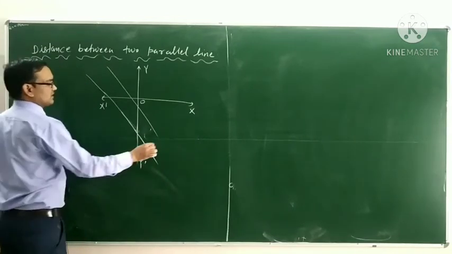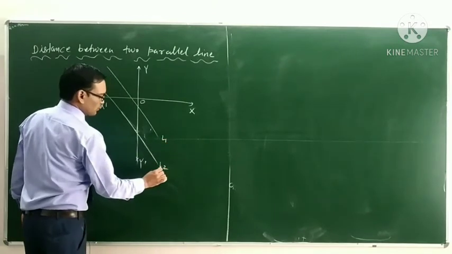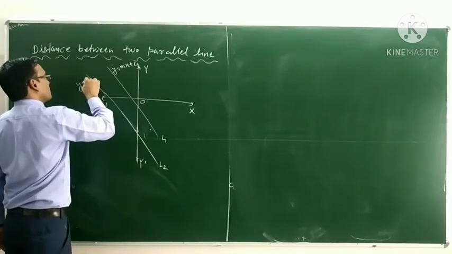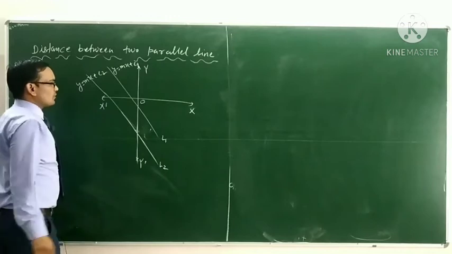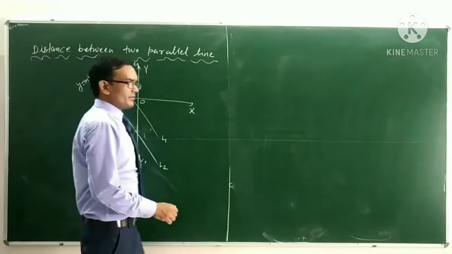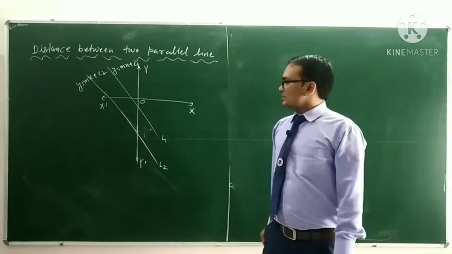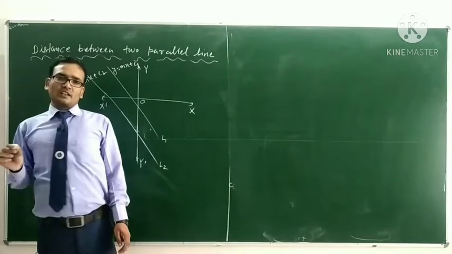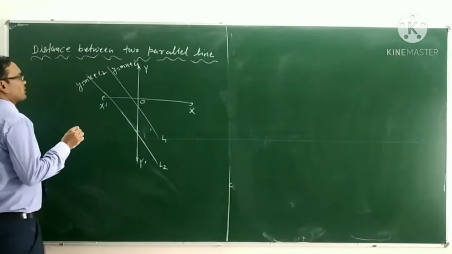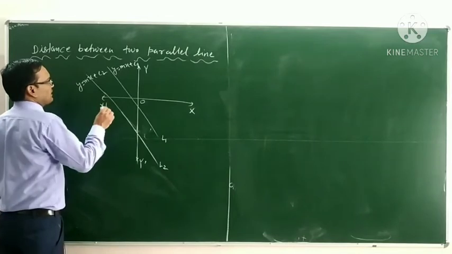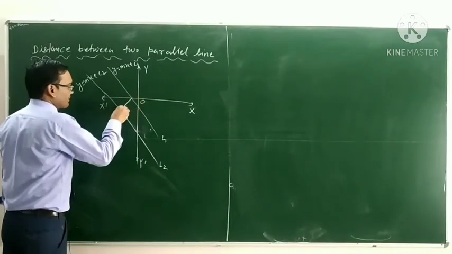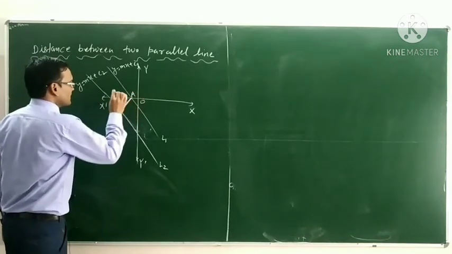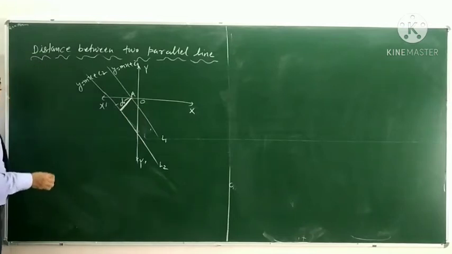Two parallel lines L1 and L2, y equal to mx plus c1 and y equal to mx plus c2. We find the distance between two parallel lines. Okay students, here line first is y equal to mx plus c1 and line second is y equal to mx plus c2. We draw the perpendicular distance D.